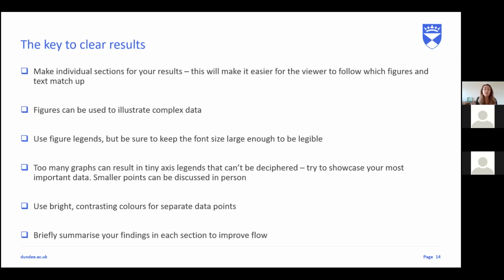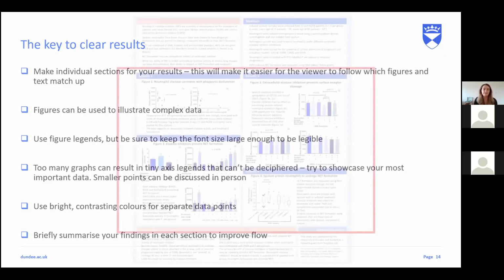If you color groups differently, for example, when you're talking through the poster, you can talk about the different colors, and this is going to really help the chair and the viewers to follow what you're talking about. At the end of each section, do remember to briefly summarize your findings. This is going to help improve flow and nicely lead your viewers into the next section.